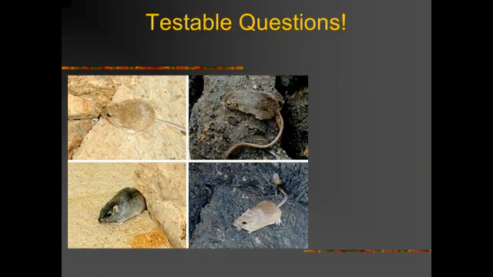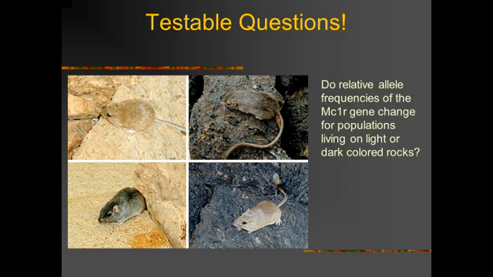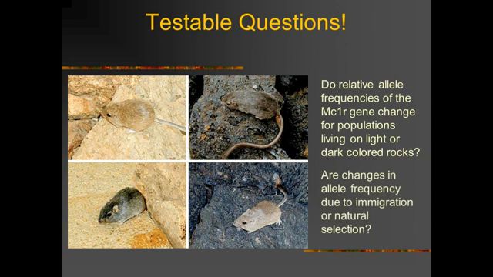Well, this gives us an opportunity to directly test Darwin's theory using a science that did not even exist in 1859. We want to find out if relative allele frequencies of the MC1R gene change in populations living on different colored rock habitats, and then if so, are these changes due to natural selection, or is it because individuals are migrating? In other words, is this little mouse saying, holy cow, I've got to get my mousy butt off of these white rocks and over to a black rock, or I am going to be coyote food? And the white mouse is sort of thinking the same thing. Are they migrating, or is it because the populations are evolving?